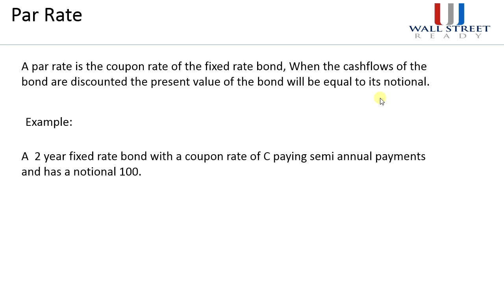its notional. So here, let's assume we have a bond which has 2 years to mature. It's a fixed rate bond with a coupon rate of C, paying semi-annual payments. That means every 6 months the bond will pay C by 2, because remember, when we are given a coupon rate, normally it's for a year. So when we are saying the coupon rate of C paying semi-annual payments every 6 months, it will pay us half of this, and a notional of $100.